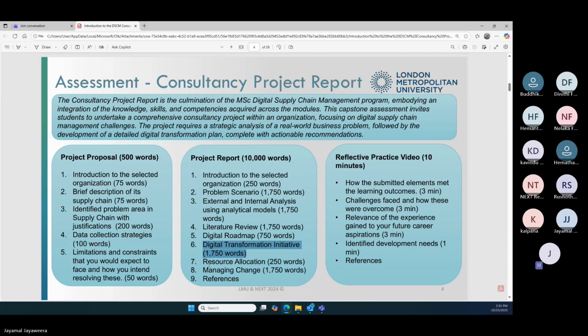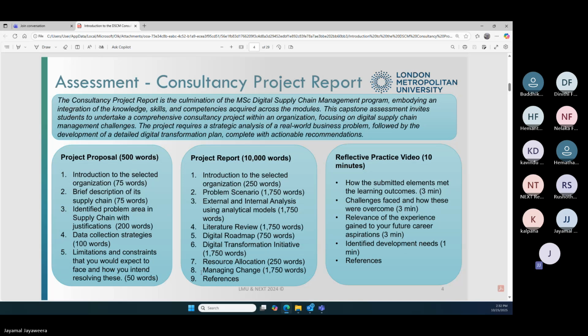And number 7, now this is a project. So you're recommending that these are things that need to be done. But what are the resources that are required by the organization? Resources can be financial, human, equipment, technology, and so forth. So that's 250 words only. Just identify what resources are required for this organization to do this digital transformation.